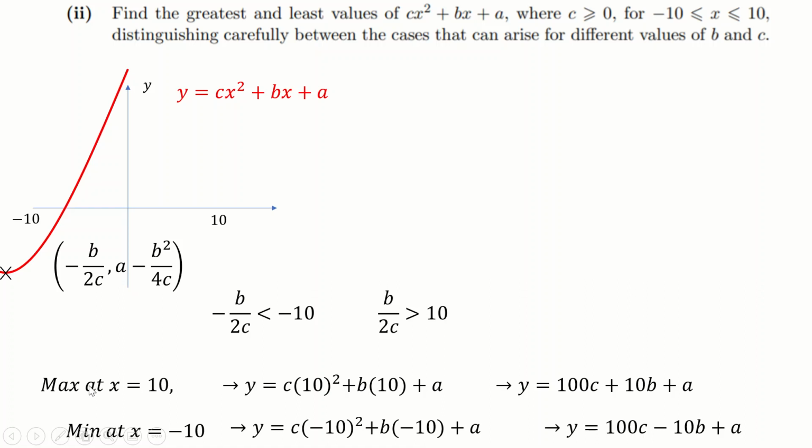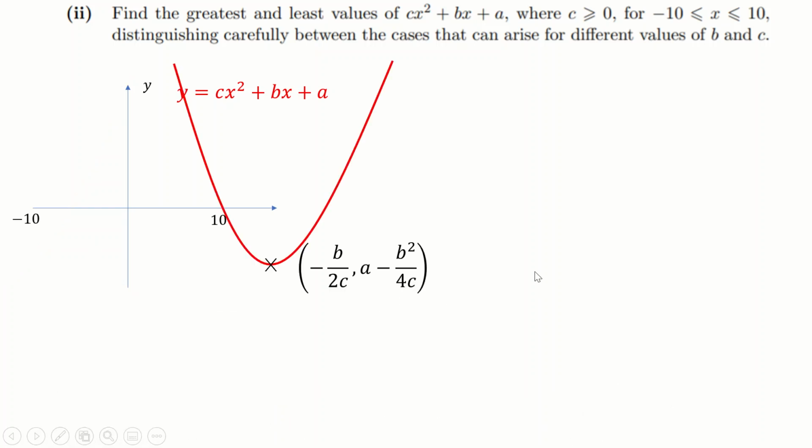And I just put those numbers in, right? So the maximum is when x is 10. Just put 10 into the original equation, and you get that's your maximum point. Minimum x is minus 10, and that's your minimum point. Do that for the next case.